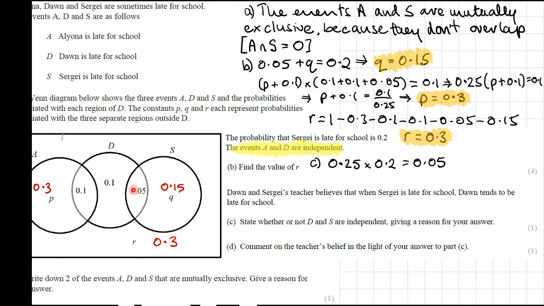So we do need to state that. So the probability of D and S is equal to the probability of D times the probability of S. Therefore, D and S are independent.